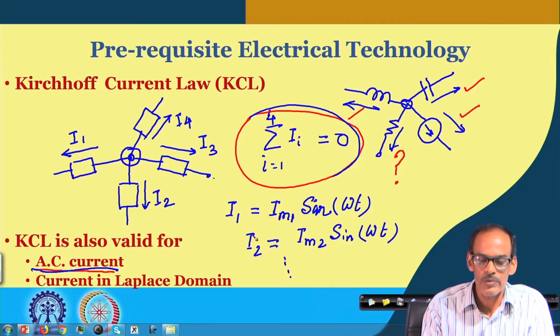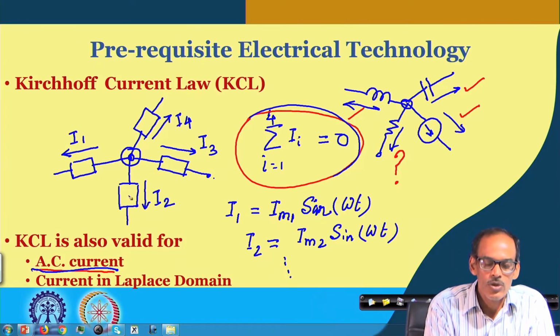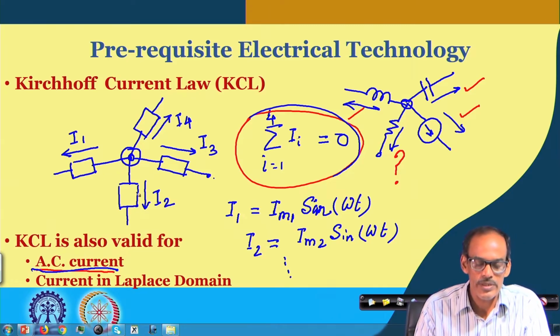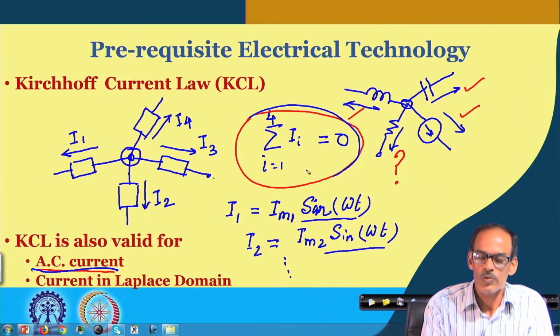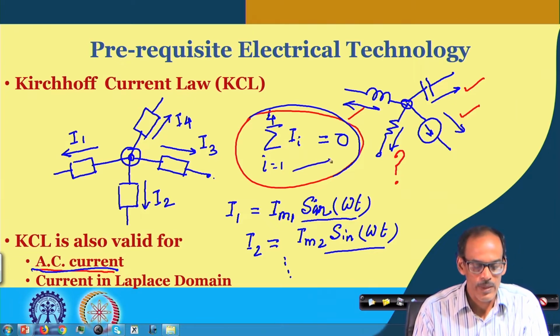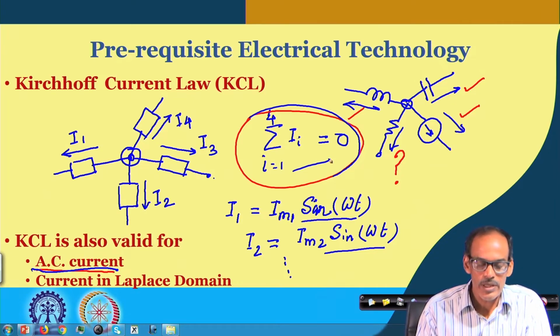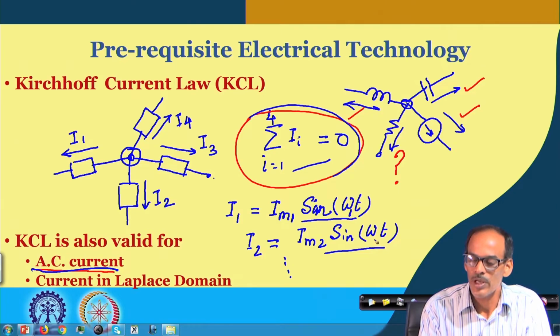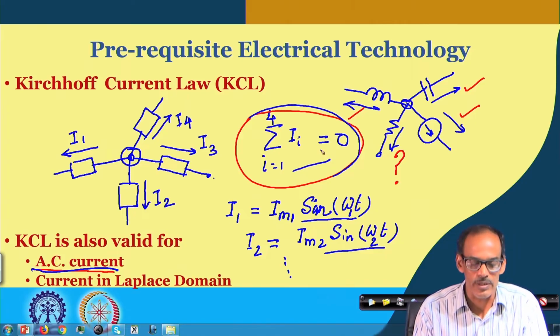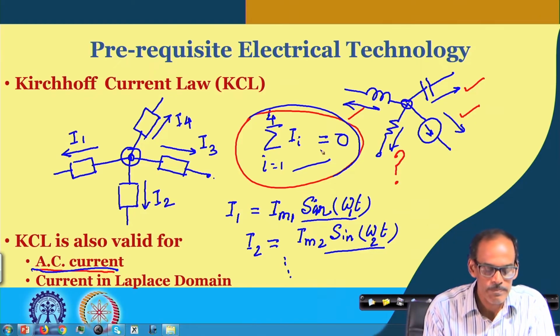So, whenever we are dealing with a circuit which involves signals, each of these currents may be a time varying sinusoidal signal, or it may be something else. There also we can use KCL. In fact, even if different currents have different frequencies, say this may be omega 1, this may be omega 2, you can still apply this KCL. So, that is what we will be frequently using.